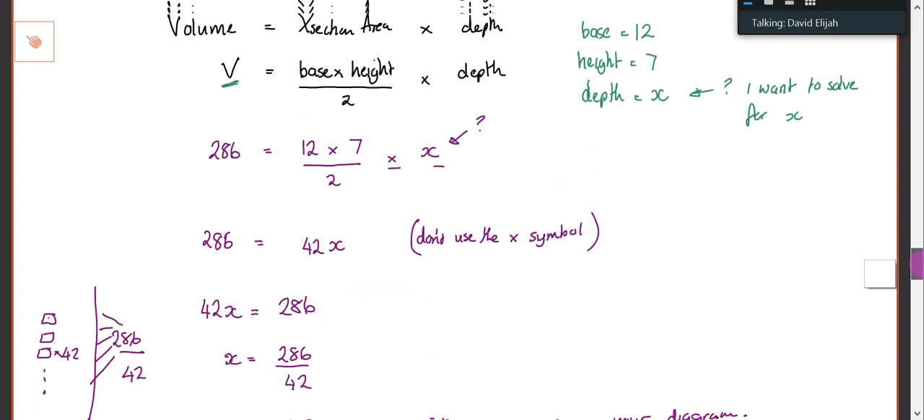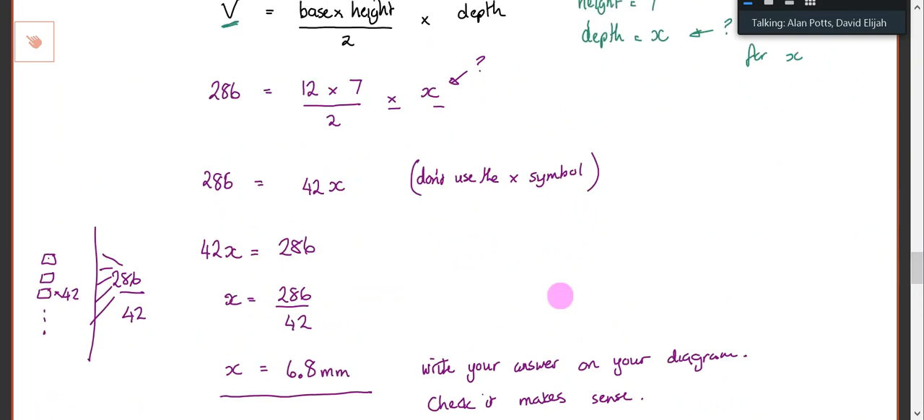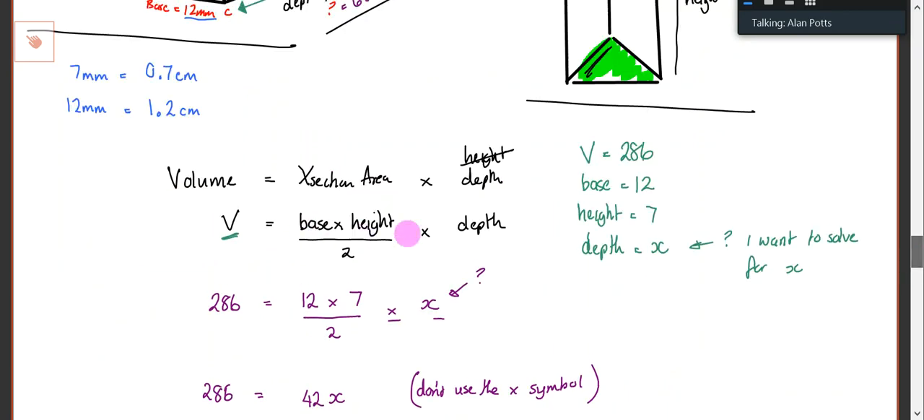Divided by 2 and then take that number and multiply it by... Yeah, so again, you're checking if you're correct. That's fine. That's not a problem. That's a good plan, to put it into the formula and check your volume works, because you might have made a mistake. So we could definitely do 12 times 7 divided by 2 times 6.8. Do I get the answer 286?